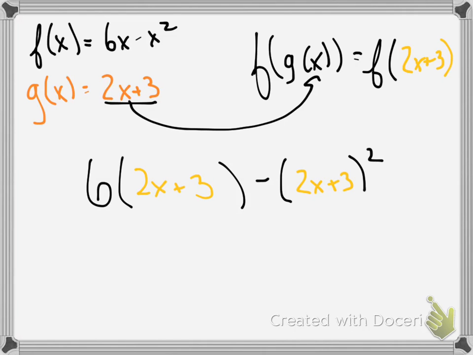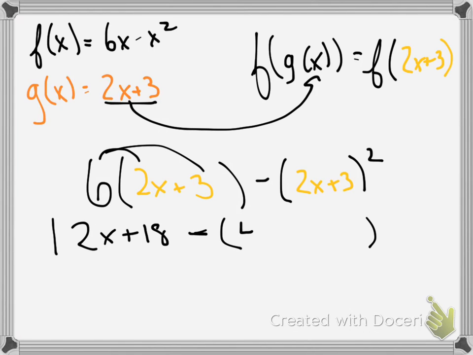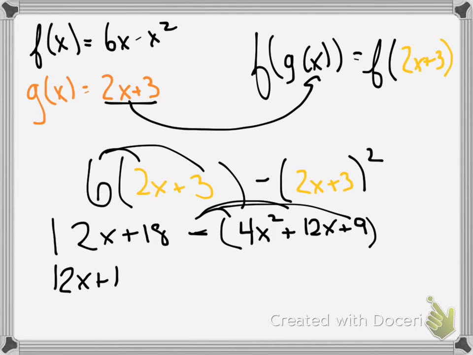quantity squared. We'll distribute the 6, we get 12x plus 18 minus, when we square this, we get 4x squared plus 12x plus 9. At this stage in the game, you should know how to square binomials. It's foiling, okay? Again, if you don't believe me, like in the last example, you can do it off to the side on your own. Distribute that negative sign in. We get 12x plus 18 minus 4x squared minus 12x minus 9.